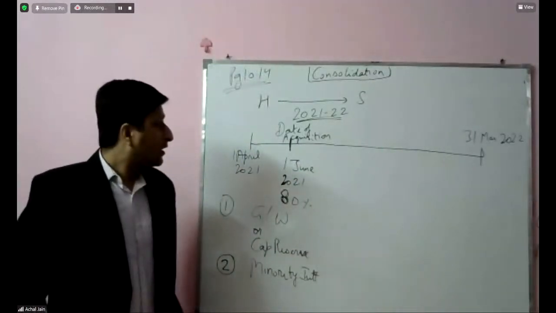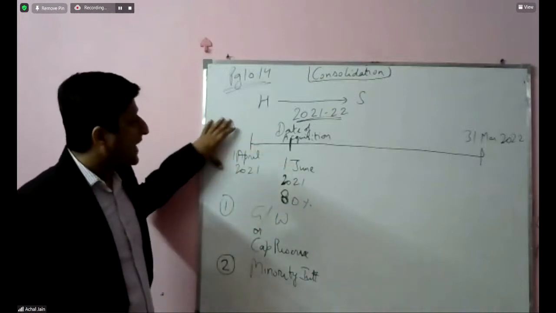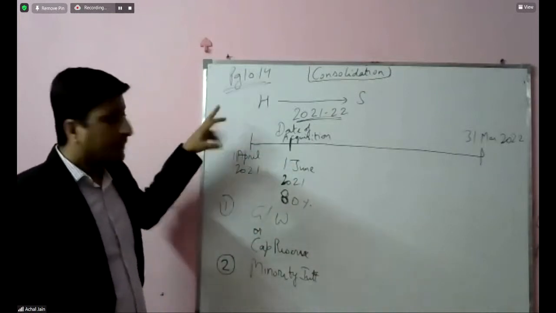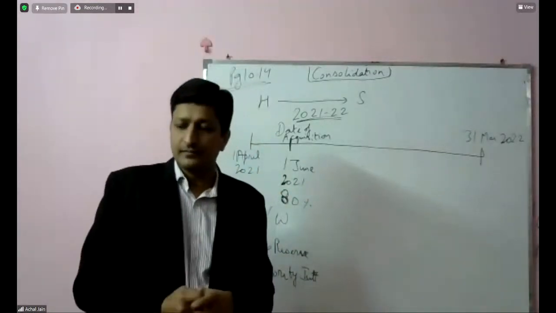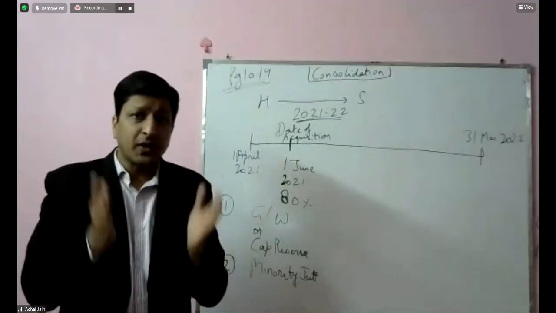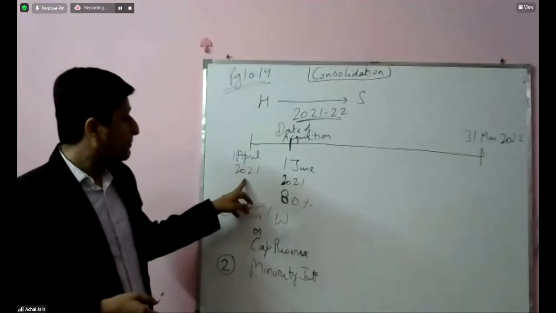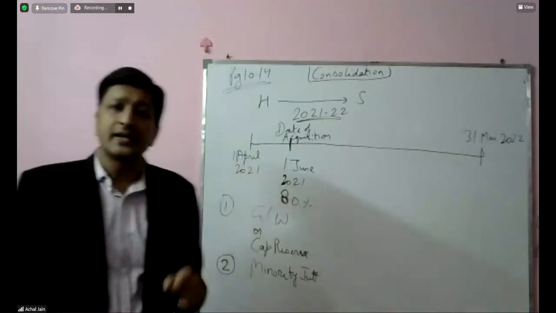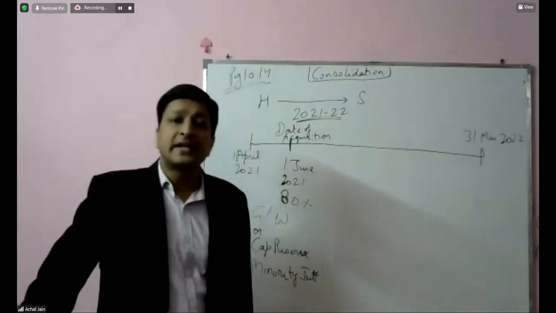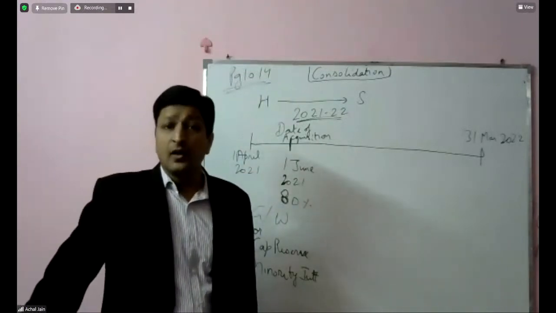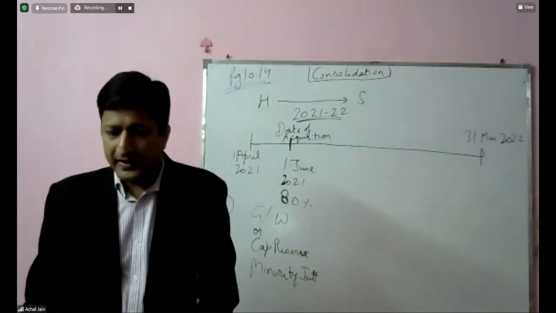Now you need to answer that whenever we have this situation, we have two dates from which consolidation may start. Consolidation, you understand, is the preparation of consolidated financial statements. 1st April 2021 means the beginning of the financial year. 1st June 2021 is the date of acquisition of a subsidiary. What do you think will be the date from which consolidation should start? Quickly, over to you.